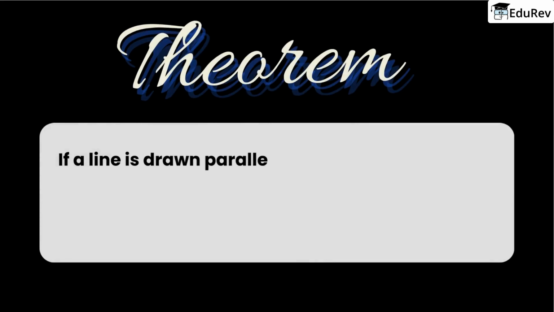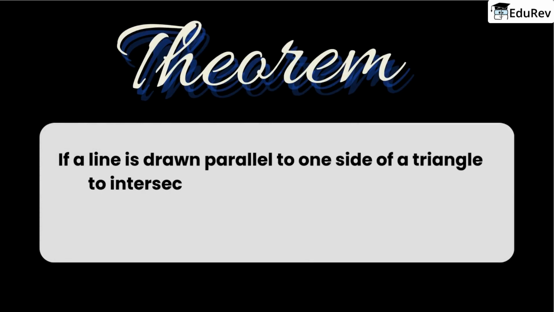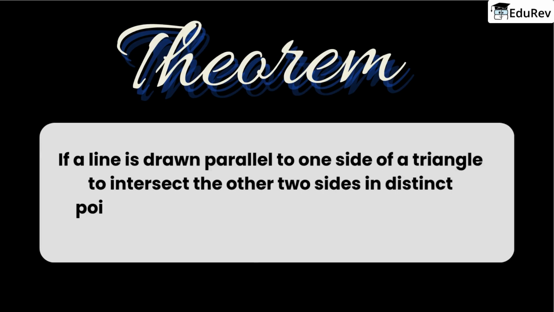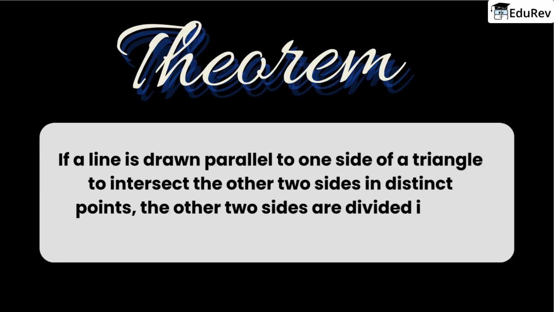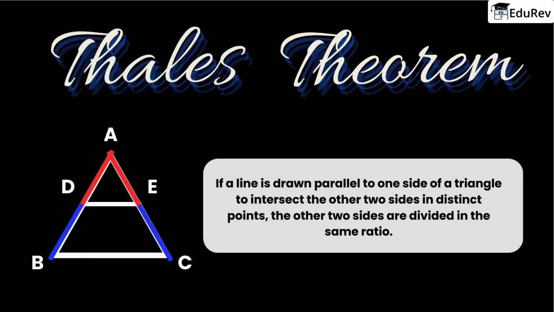If a line is drawn parallel to one side of a triangle to intersect the other two sides in distinct points, the other two sides are divided in the same ratio. This theorem is also called Thales theorem. This has great amount of uses in mathematics. Hence, we can utilize this theorem for several cases in our real life.